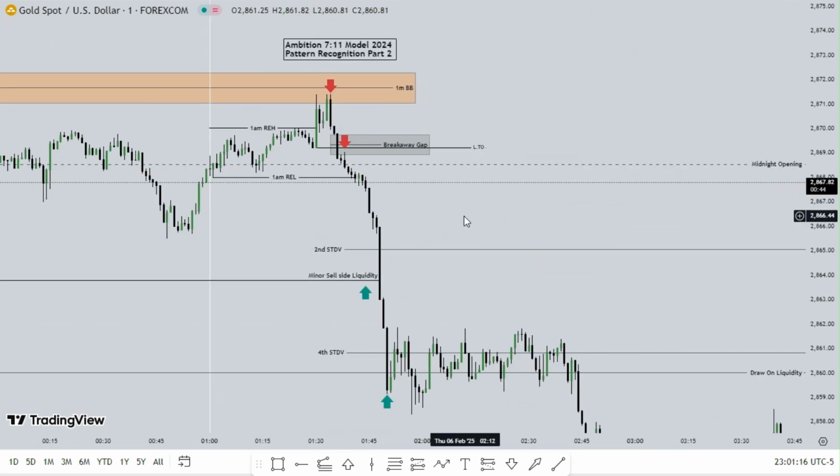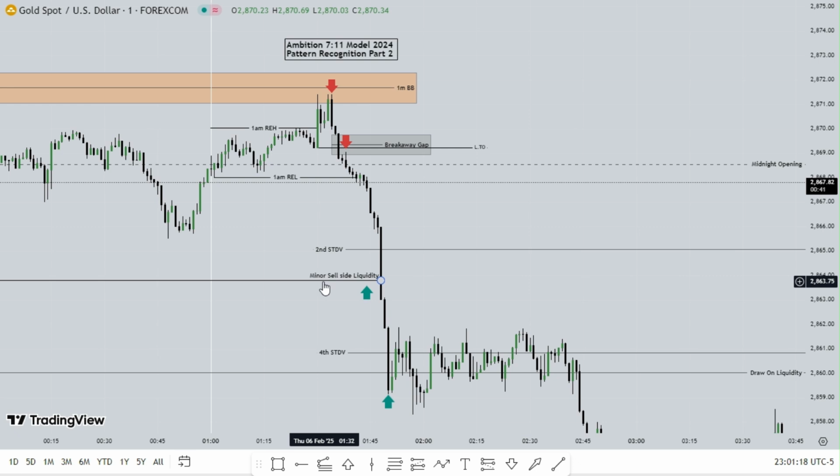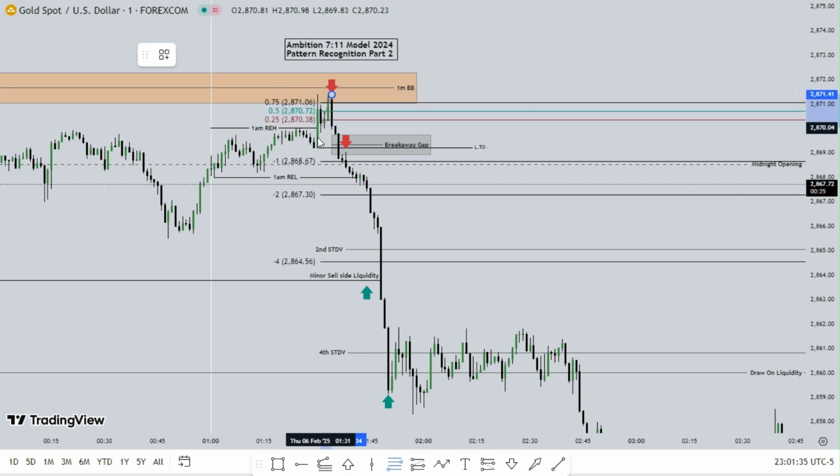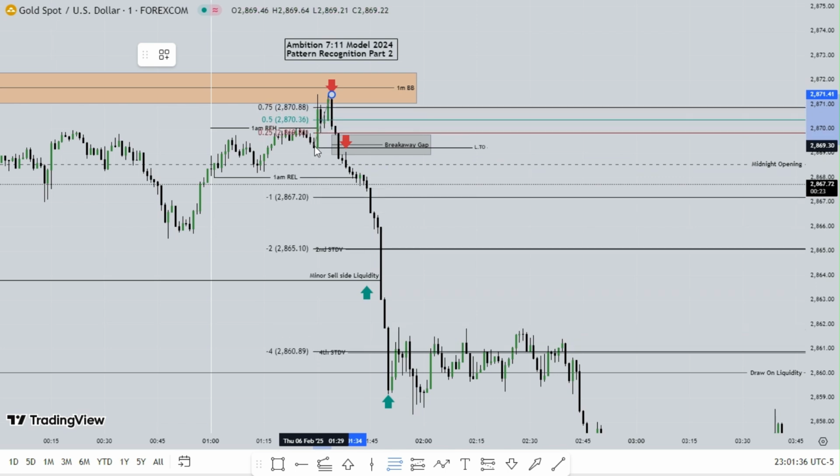So once you figure out this liquidity here, the minor upside liquidity and this drawn liquidity, what you do is just take your fib. Remember, as I told you in my previous video, we measure the range that's responsible for taking out liquidity. So this range here is responsible for taking out the buy side liquidity. So this is the one that we use for targets.